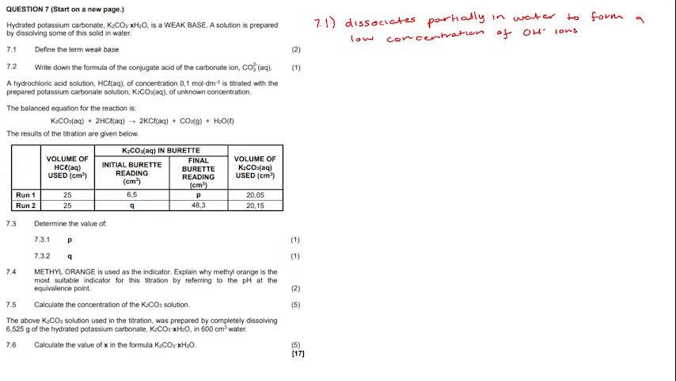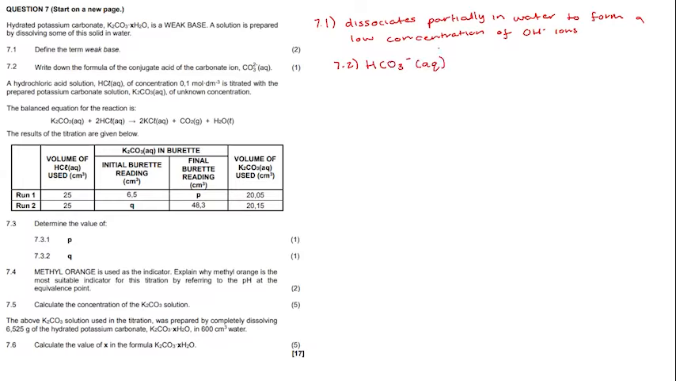Question 7.2. Write down the formula of the conjugate acid of the carbonate ion. The carbonate ion is a base, and in this case, a base is a proton acceptor. Therefore, when it forms a conjugate acid, it will then become HCO3-.